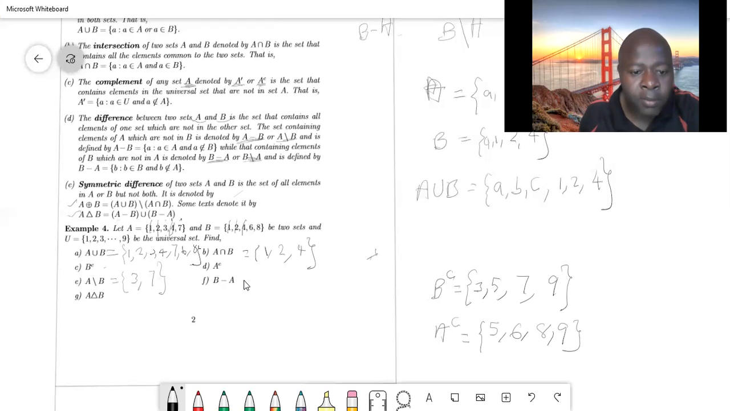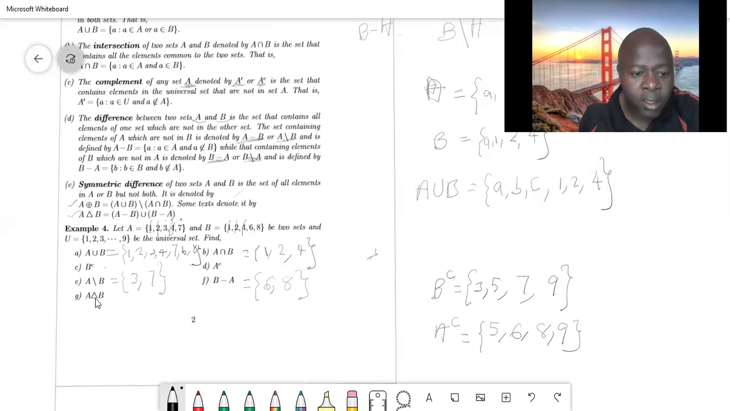What about the difference between B and A? The elements in B which are not in A. I can see 6 and 8. 6 and 8 are in B but not in A. So they make the difference between B and A.